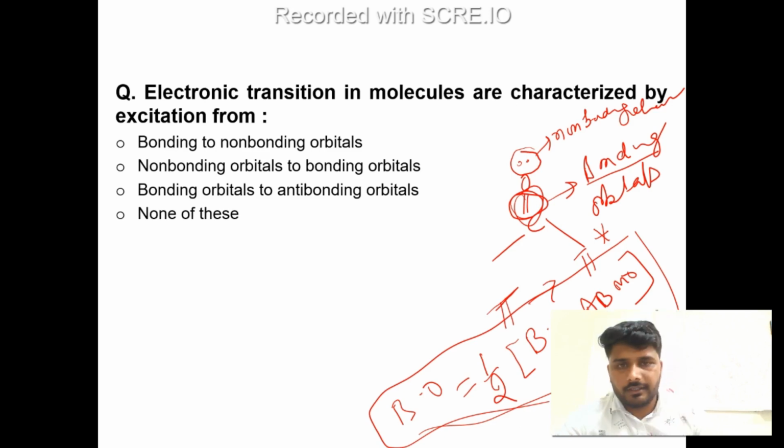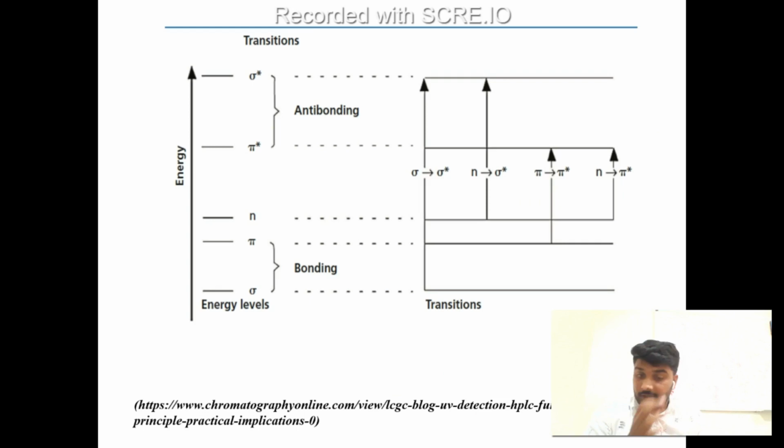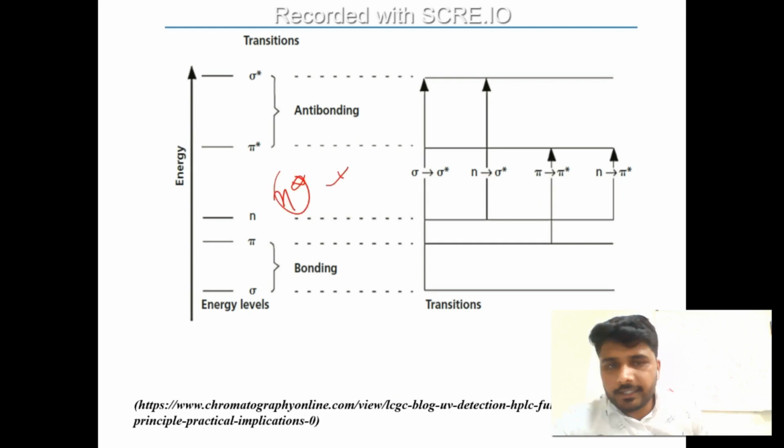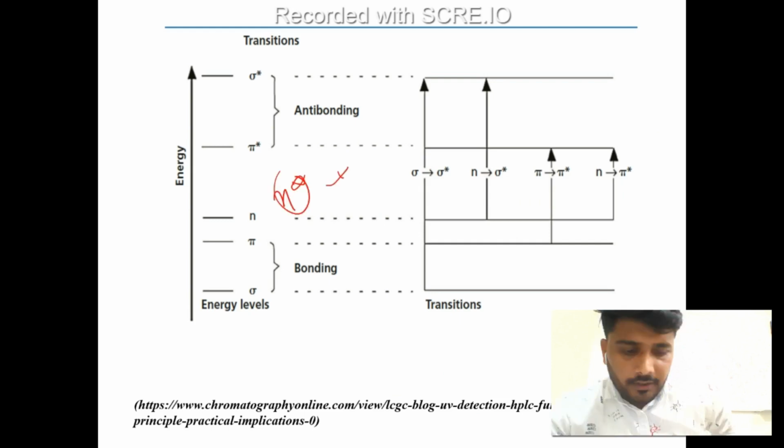This slide is for this particular question. If I draw the energy levels, the ground state starts with the sigma orbitals, that is the single bond, then pi, then the non-bonding orbitals. After that come the anti-bonding orbitals, and similarly sigma star. Non-bonding doesn't have any anti-bonding orbitals. So this is the basic phenomenon.